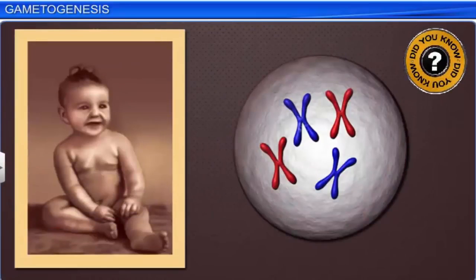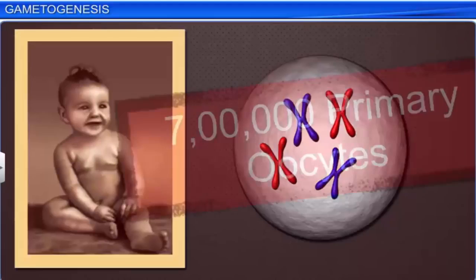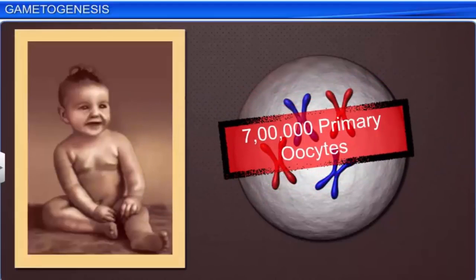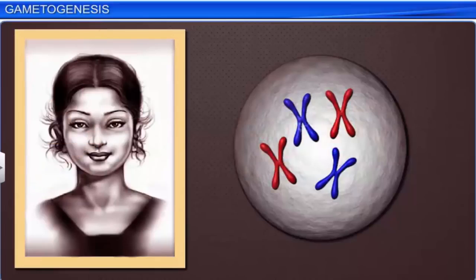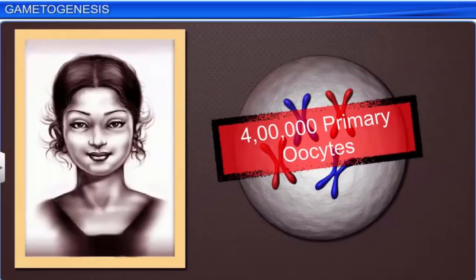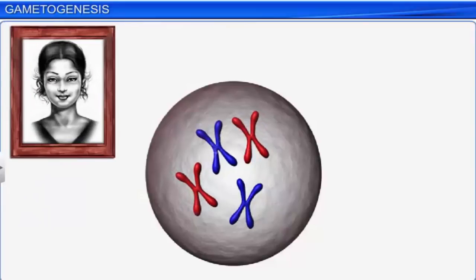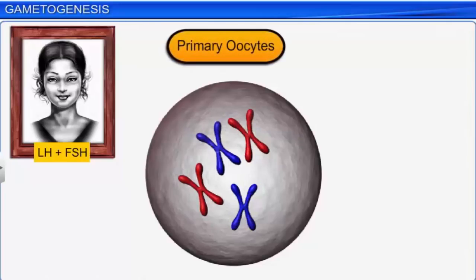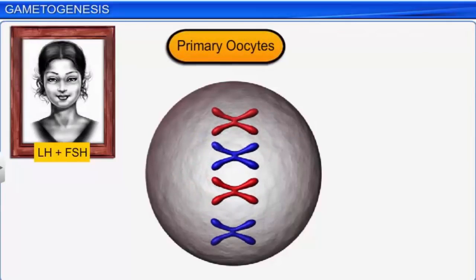Did you know that at birth, a female has approximately 7 lakh oocytes? Incidentally, no oocytes are formed after birth. But by puberty, most of the primary oocytes degenerate, leaving only about 4 lakh in the ovary. At puberty, the release of LH and FSH hormones stimulates some primary oocytes to resume meiotic division that had begun during the woman's fetal stage.